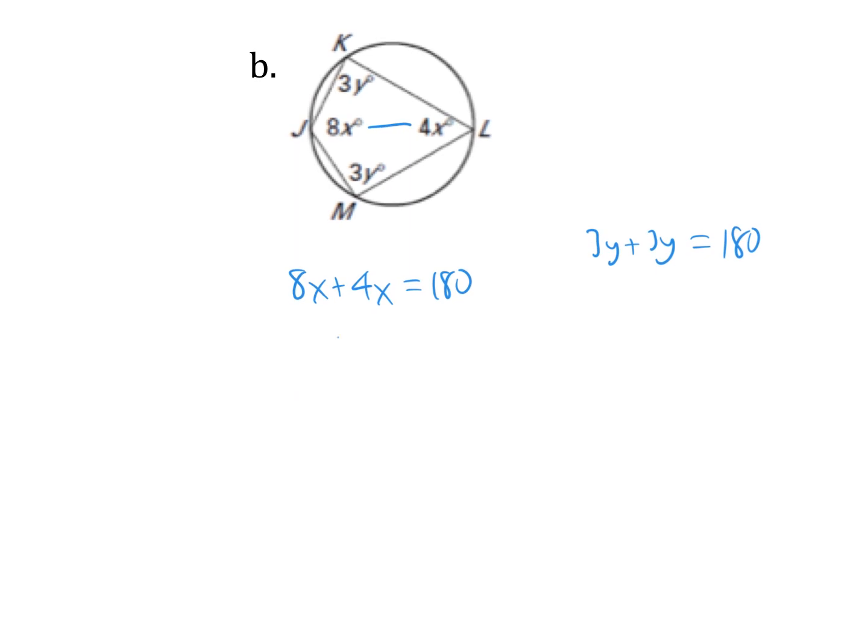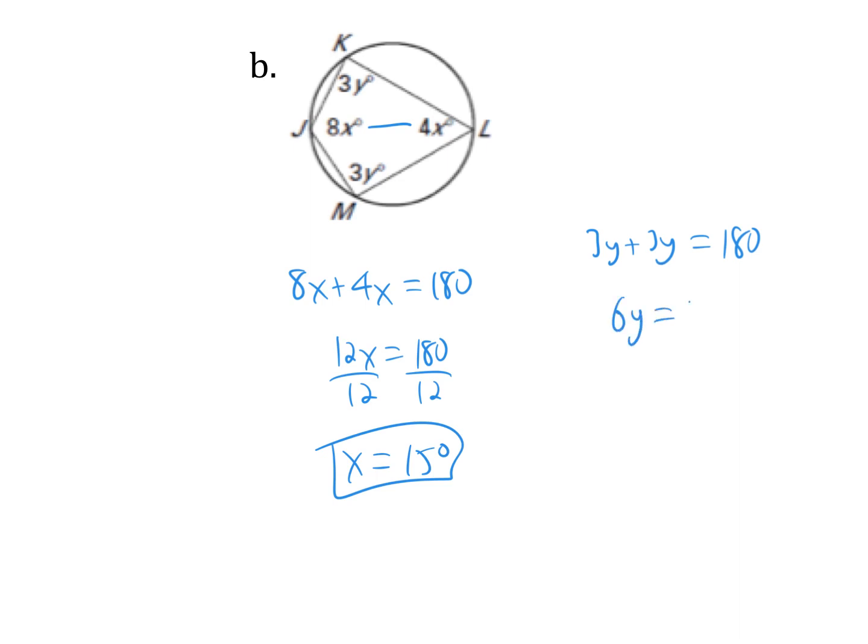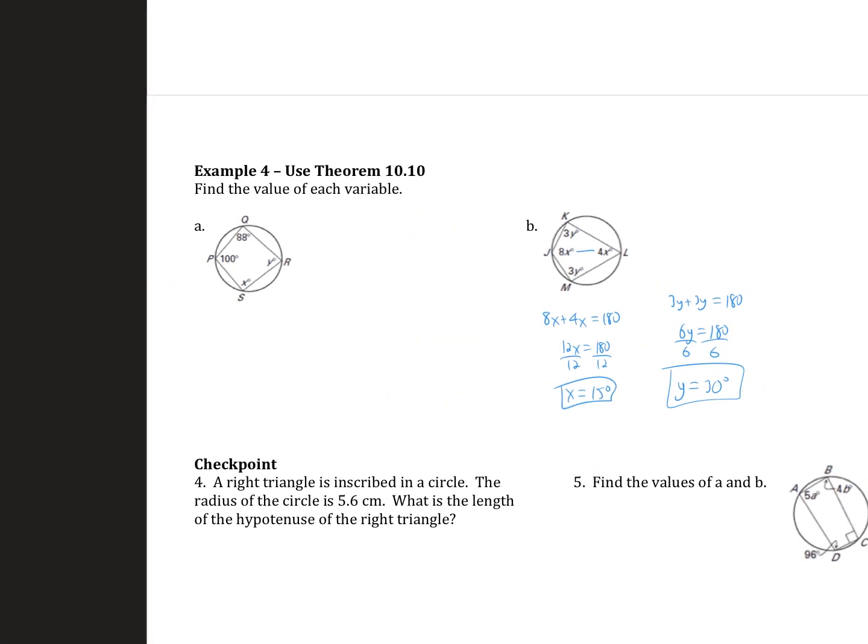So 8x plus 4x is 12x equals 180. Divide by 12. X equals 15. How about over here? 3y plus 3y is going to be 6y equals 180. Divide by 6. Y equals 30. Awesome. Sounds good. Why don't you guys try A, which is very similar.